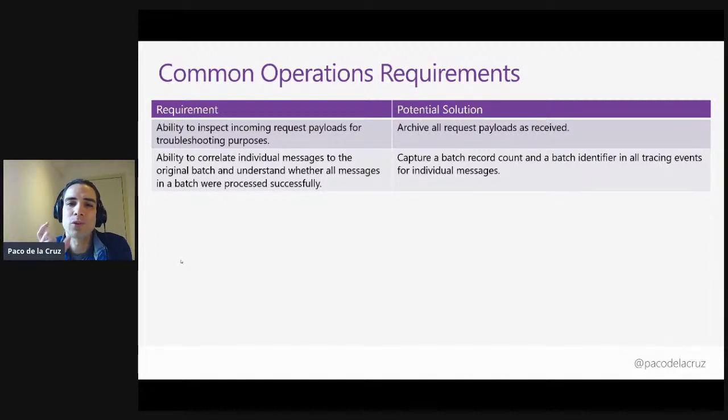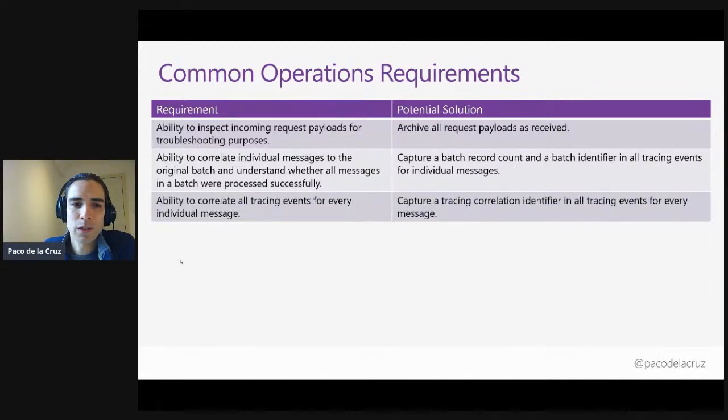For this, we can capture the batch record count. So let's say we have 50 individual events in the batch, so we can capture that. And also we can assign a batch identifier, and then for every single event that we're tracing, we're going to keep capturing this batch identifier for these individual messages. The next one is the ability to correlate all tracing events for every individual message, right? For this, we can capture a tracing correlation identifier in all the events that we're tracing for every individual message.